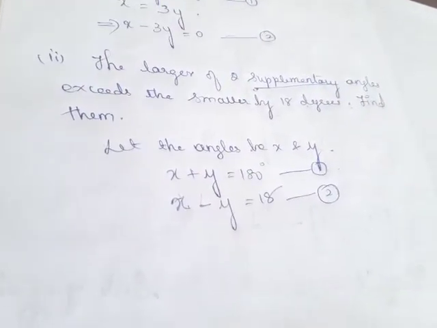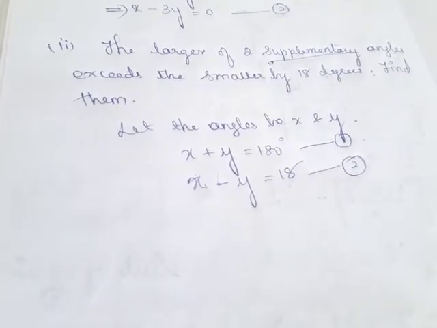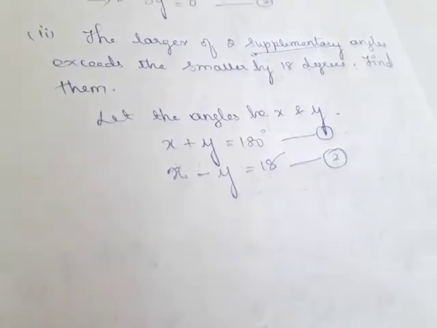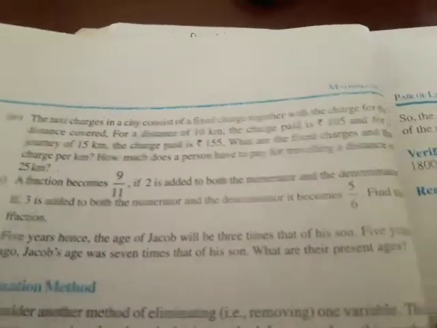So from this, you can easily solve for x and y by finding one variable in terms of the other and substituting in the other equation, right? Hope you can do this. Now let us see your fourth subdivision.